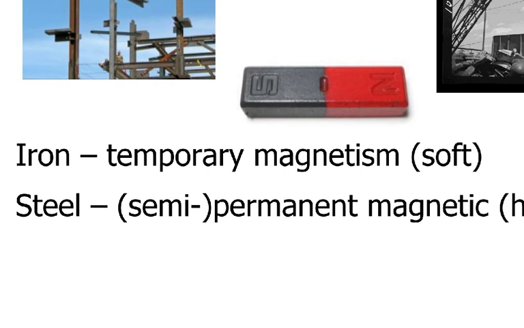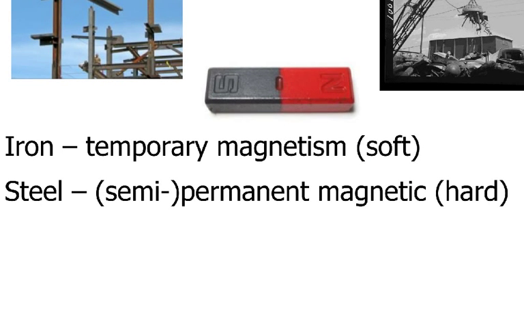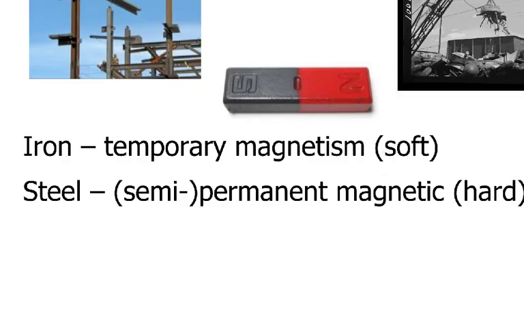So, summary: iron makes a temporary magnet. It's temporary magnetism, and it's called a soft magnet. Steel is a permanent or semi-permanent magnet, and it's called hard because it stays magnetic. Iron does not stay magnetic, so it's called soft. All right? Cool.